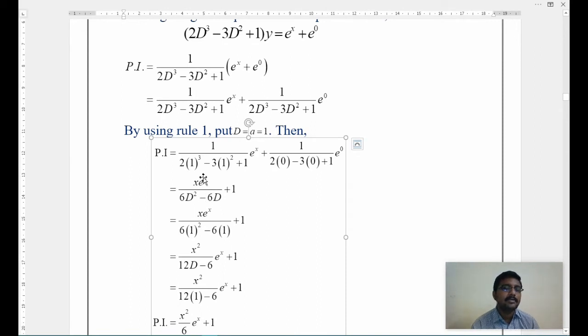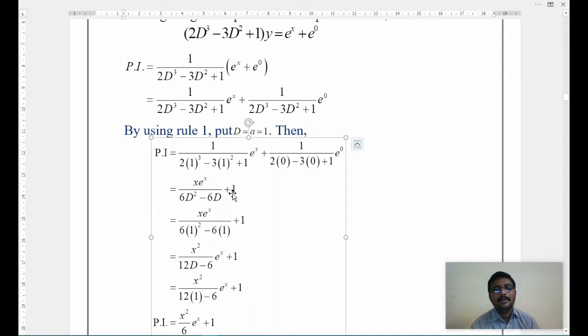But here again we have to put D equal to 1. While putting D equal to 1, we are getting 0. So we have to increase the power of x, that is x^2 should be taken here, and then the denominator function should be differentiated with respect to D. The derivative of 6D^2 is 12D, and the derivative of minus 6D is minus 6. Now again we put D equal to 1. Putting D equal to 1, we get 12 into 1 is 12, 12 minus 6. What is 12 minus 6? It is 6. Thus we get a non-zero number, so we stop the procedure.